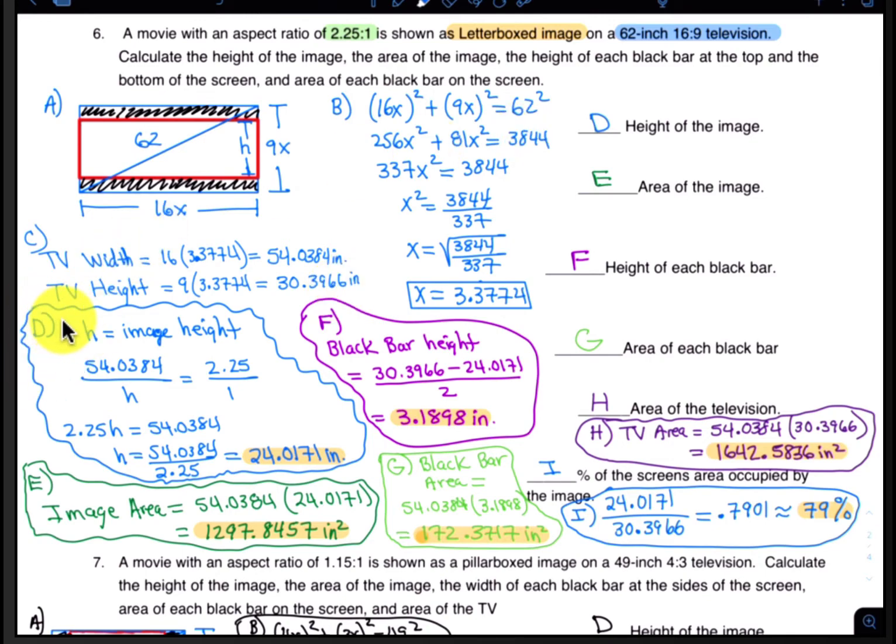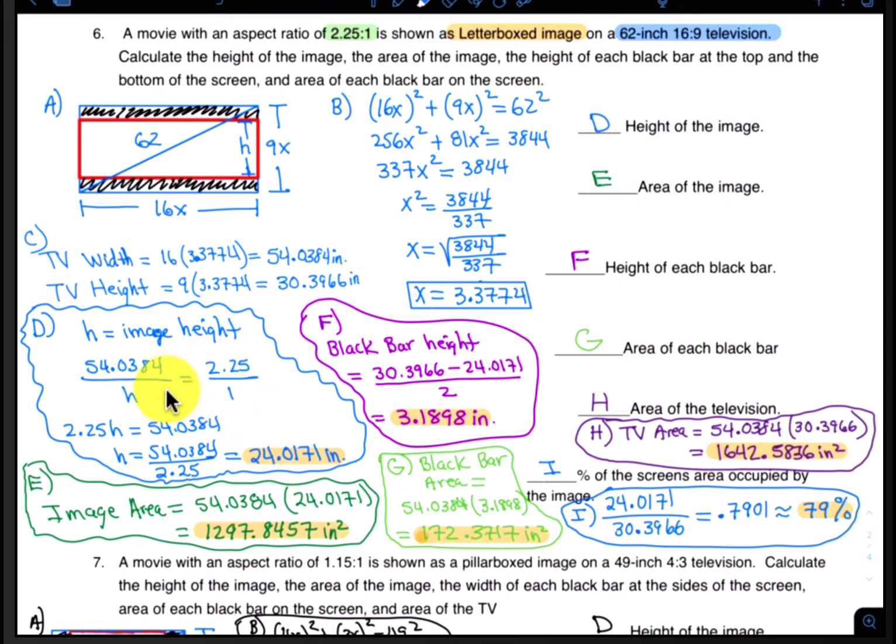Now let's move on to section D. Section D, we're going to find the height of the image. So we let the height of the image be h. Now we're going to use a ratio. So we know that the ratio of the image is 2.25 to 1. And the width of the image is the same as the width of the entire television screen, which is 54.0384. So 54.0384, that ratio over the image's height h is equal to the aspect ratio 2.25 to 1.